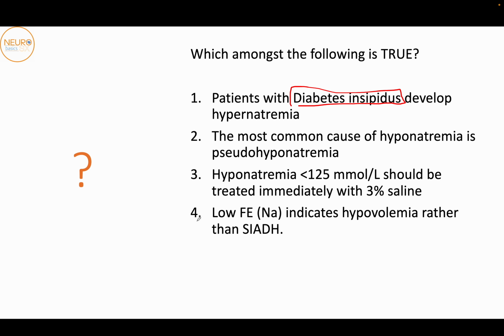The correct answer is number 4, that a low fractional excretion of sodium indicates hypovolemia, because in SIADH the urine will be concentrated and you'll be putting out a high amount of sodium. Hyponatremia less than 125 should not be treated with 3% saline unless the patient is symptomatic; that is the only indication to treat with 3% saline immediately. And the most common cause of hyponatremia is hypotonic hyponatremia, most likely from SIADH.